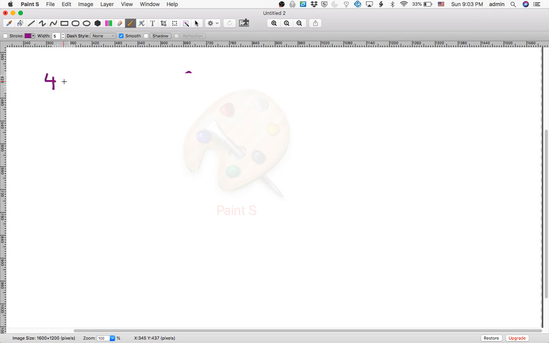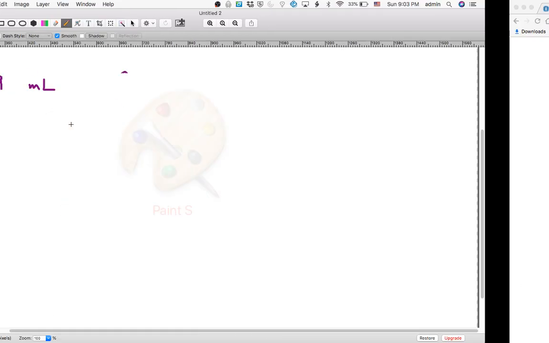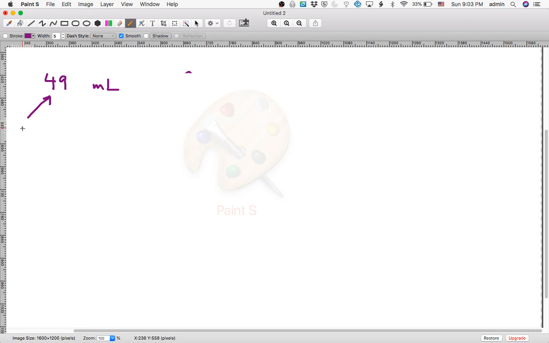49 milliliters. This one I was sure of, right? We all can tell that there is more than 40 but less than 50 milliliters here. So we're sure of this. Check mark, sure of that. This number right here, this one, not sure. This is the uncertain digit. The last digit of any measurement that you make in chemistry class is the uncertain digit.